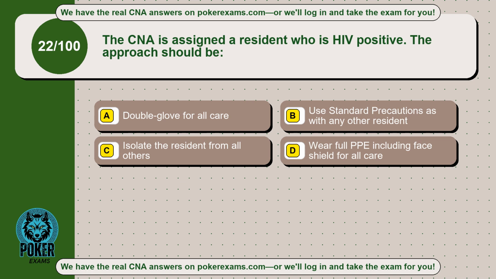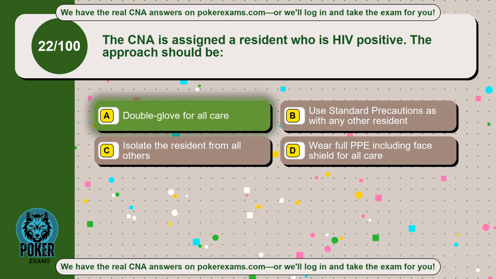Question 22. The CNA is assigned a resident who is HIV positive. The approach should be: Option A, double glove for all care. Option B, use standard precautions as with any other resident. Option C, isolate the resident from all others. Option D, wear full PPE including face shield for all care.